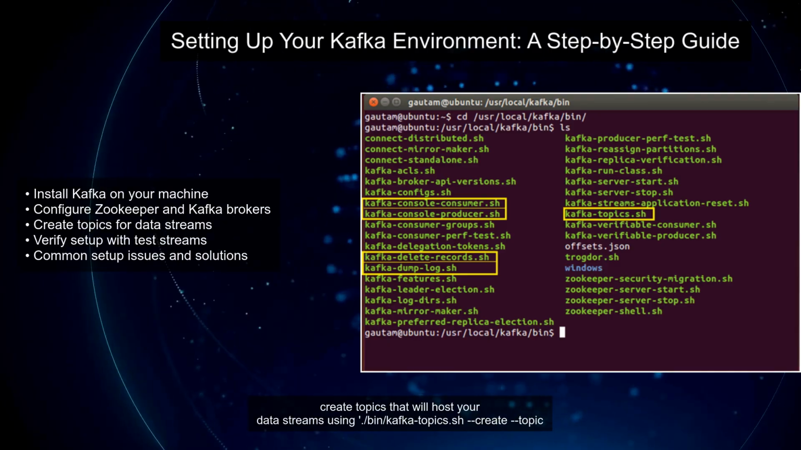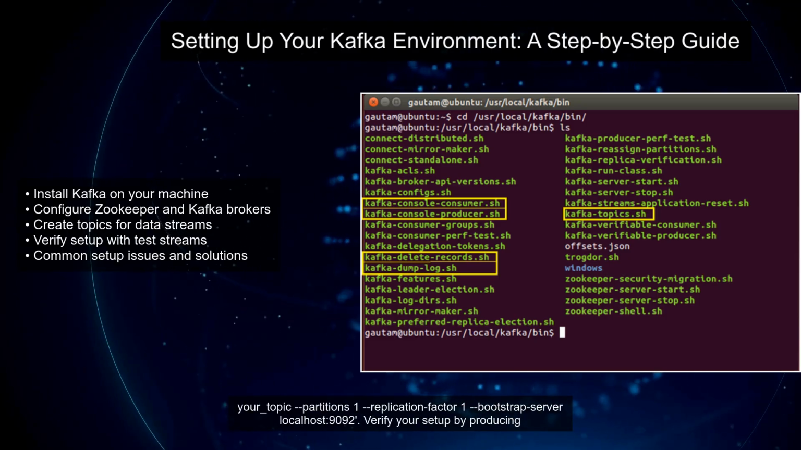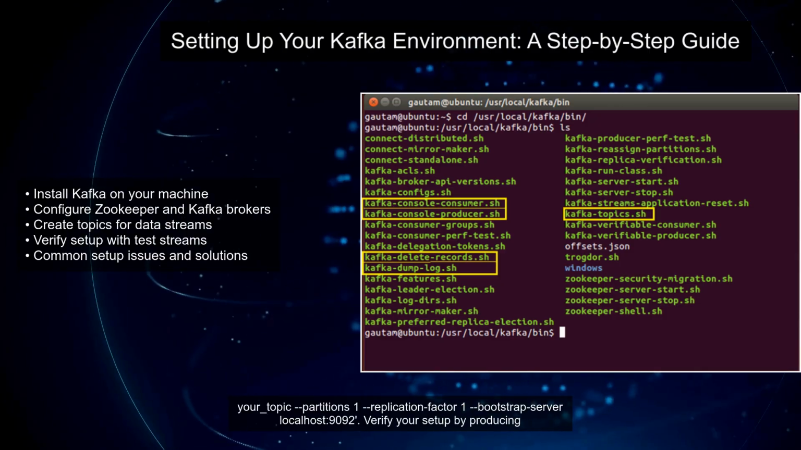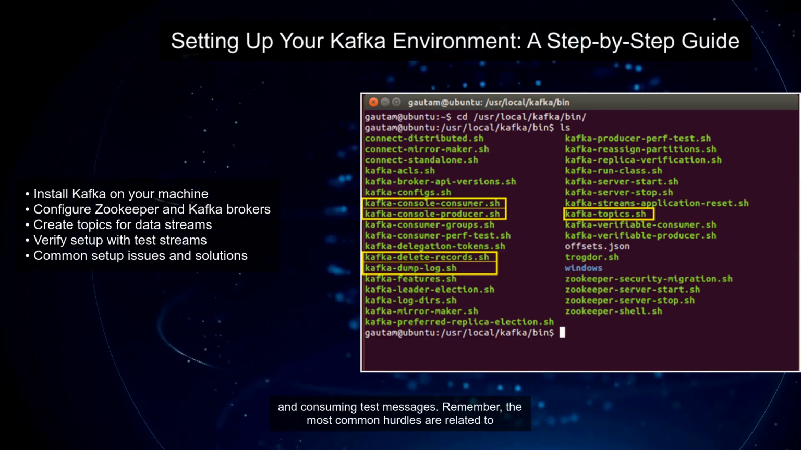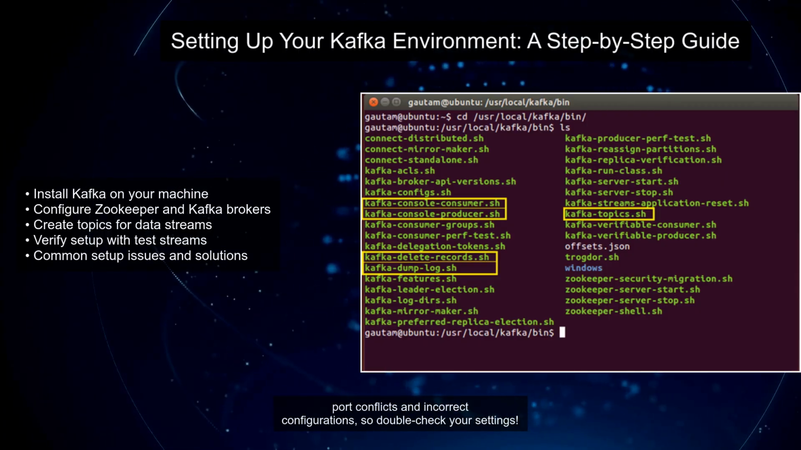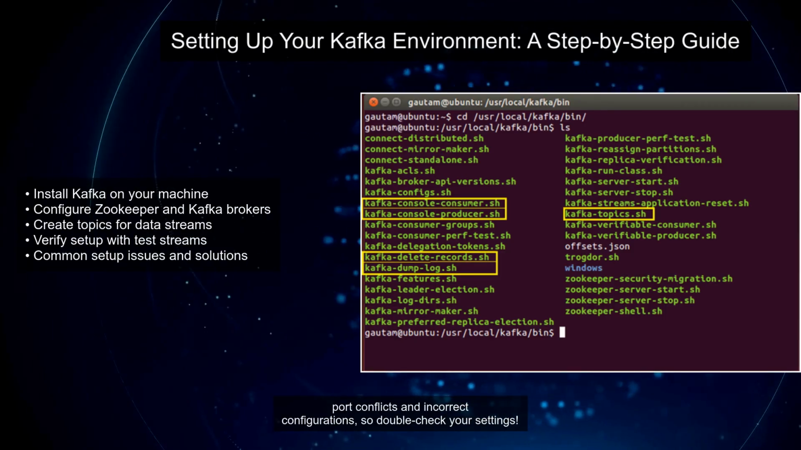Now, create topics that will host your data streams using ./bin/kafka-topics.sh --create --topic your_topic --partitions 1 --replication-factor 1 --bootstrap-server localhost:9092. Verify your setup by producing and consuming test messages. Remember, the most common hurdles are related to port conflicts and incorrect configurations, so double-check your settings.